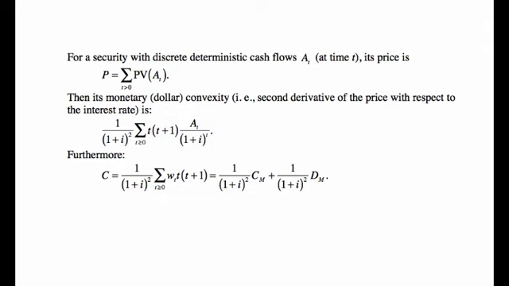And convexity is equal to 1 over 1 plus I squared times the weighted average, not time squared, not time, but t times t plus 1. And that actually is, of course, the same as 1 over 1 plus I squared times Macaulay convexity plus 1 over 1 plus I squared times Macaulay duration, and that makes sense. That's consistent with what we had before.